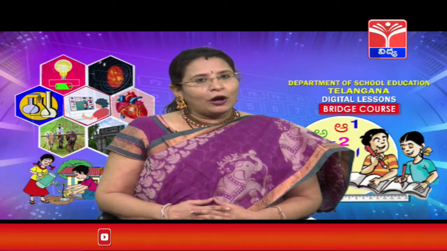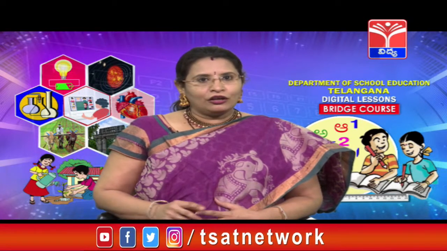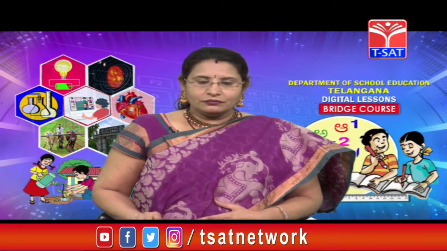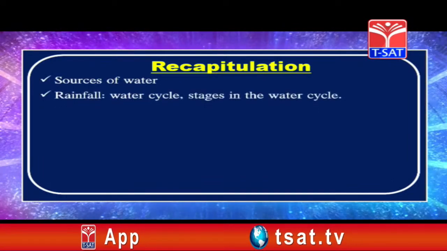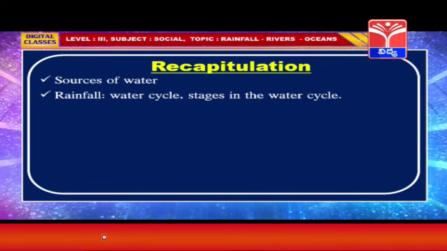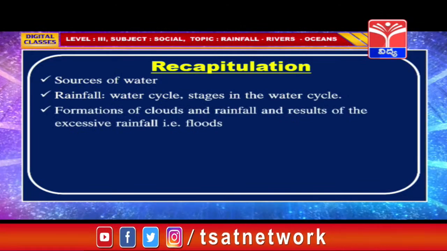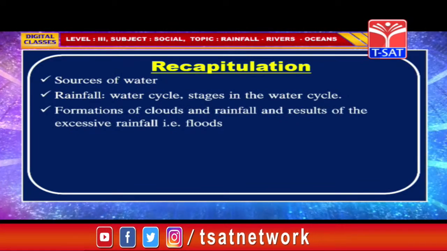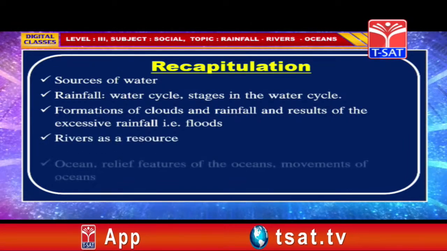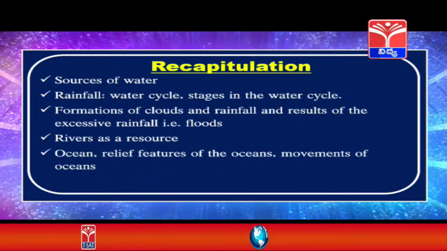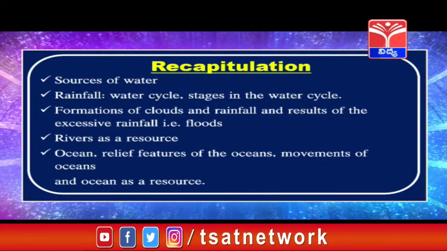So I hope the topic is very clear to you. Now let us have a quick recapitulation of what we learned today. Children, today we learnt about the sources of water, rainfall, water cycle and stages in the water cycle. We learnt about the formation of clouds and rainfall and the results of excessive rainfall, that is floods. We learnt about rivers as a resource, and we learnt about the ocean, relief features of the oceans, movements of the ocean and the ocean as a resource.